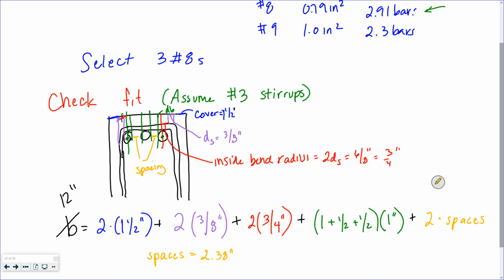2.38 inches. Right, because I have 12 minus 2 times 1.5 minus 2 times 3/8 minus 2 times 3/4 minus 1 plus 0.5 plus 0.5 plus 1, divided by 2, which is 2.38.